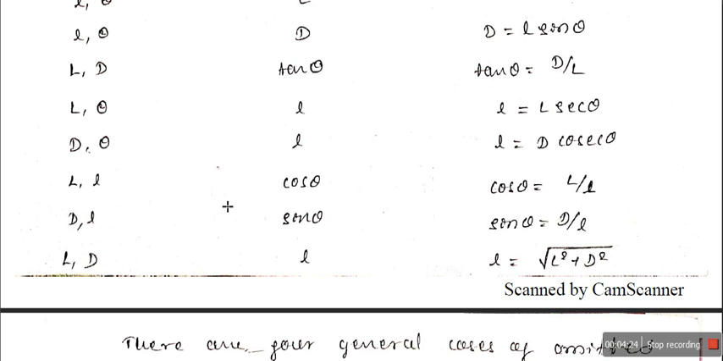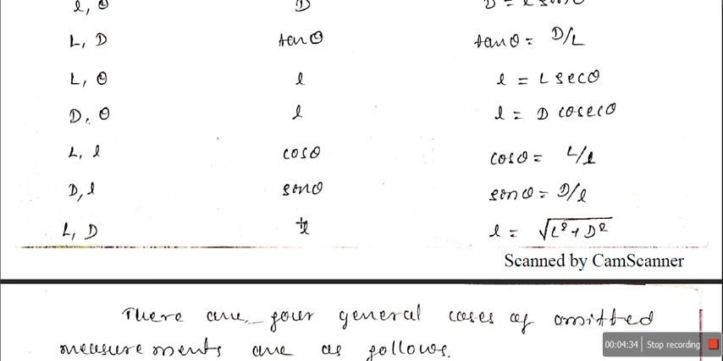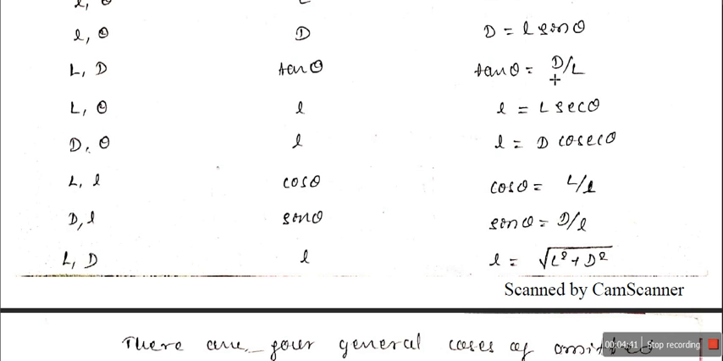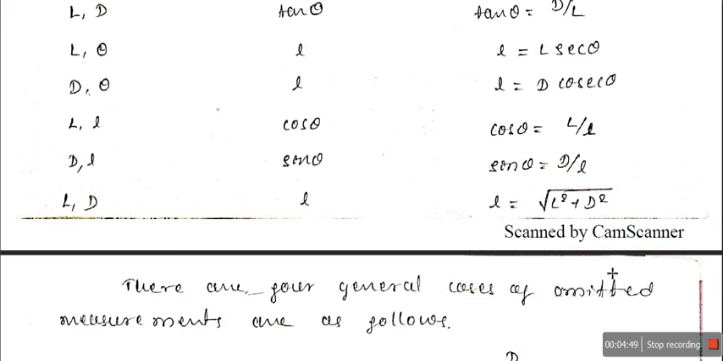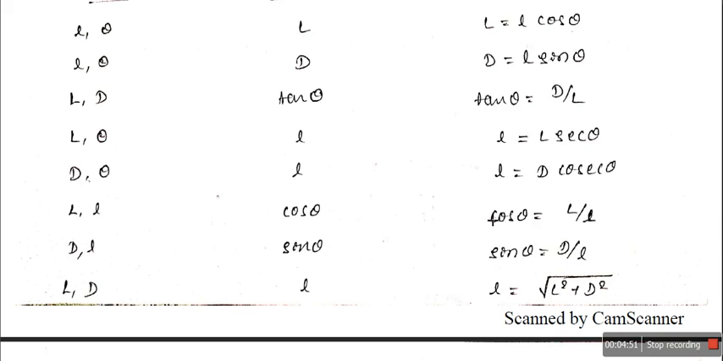Similarly, some other formulas are there. If they have given L and D and we need theta, we can use the formula directly like that. Similarly, for the length only, instead of using tan theta, you can find the length of the line by using the square root of L square plus D square. Okay, these are the simple formulas.